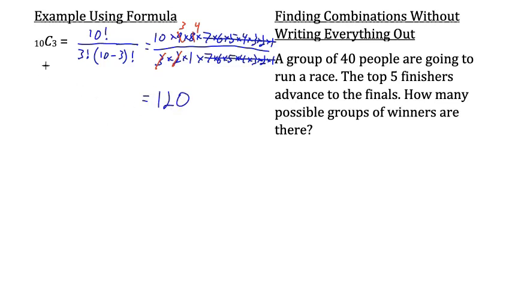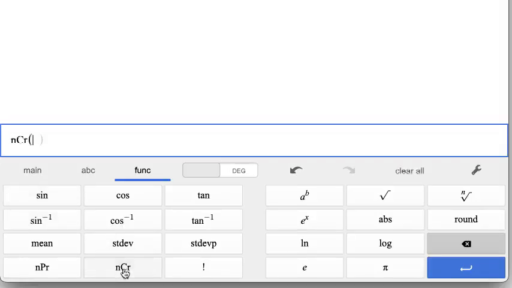Now, once again, we could do that on a calculator. On this calculator, we click the N choose R button, type in the N, a comma, and the R, and it tells us that 10 choose 3 equals 120.